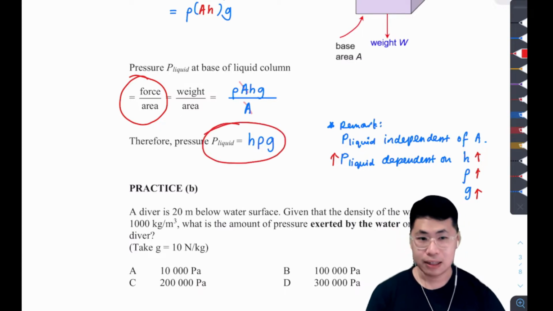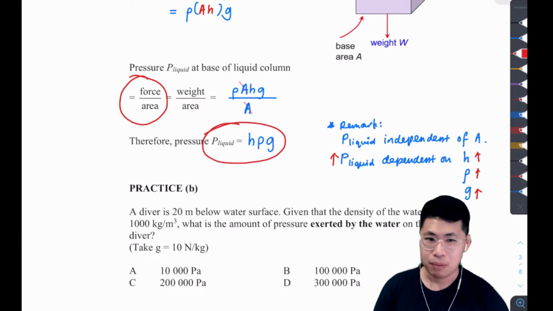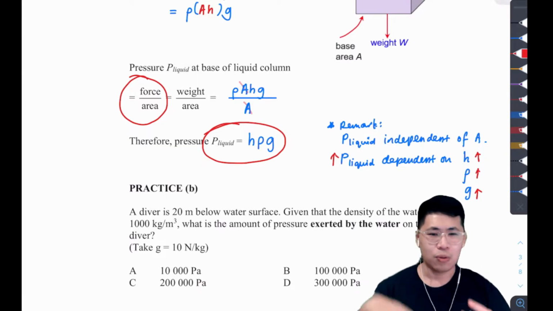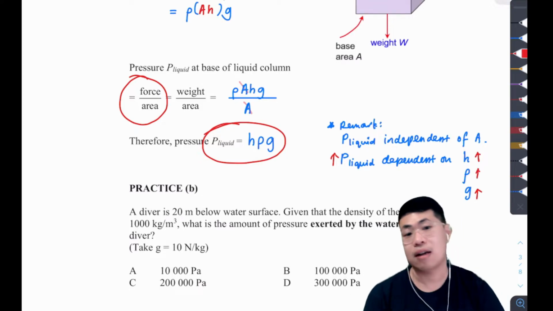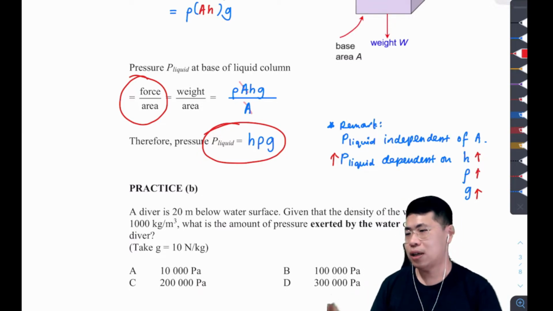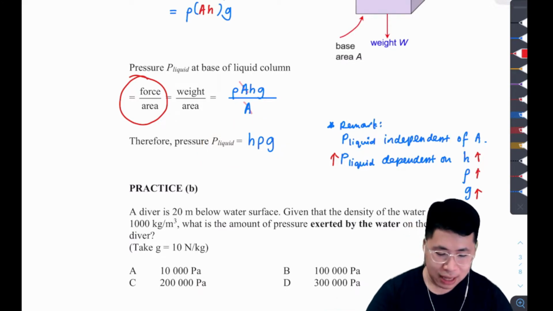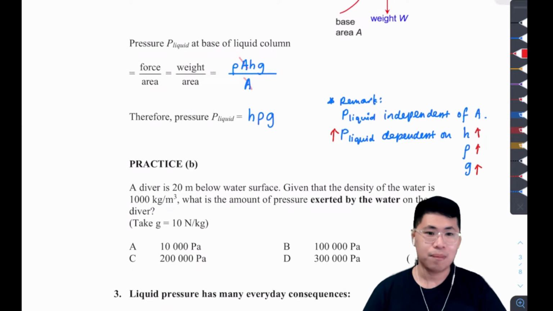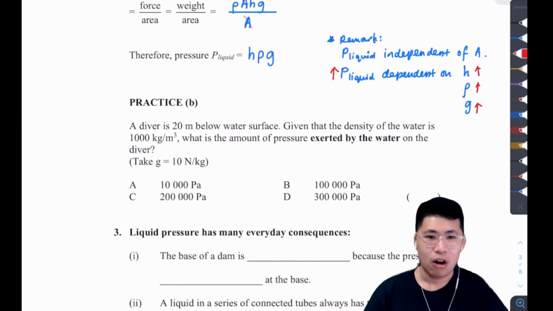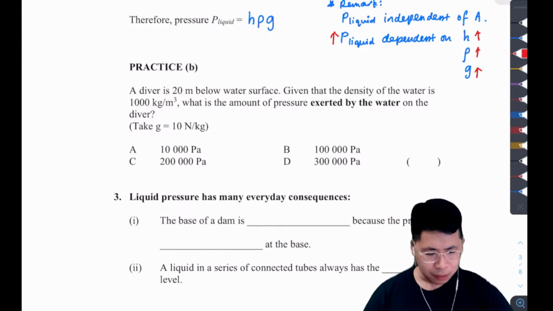This formula here, do we need to memorize it? I would say no. Most likely you'll be doing it with the force over area style of question. But in order for us to appreciate a little bit of what they do in pure physics, let us take a look at some questions on the pressure of a liquid.